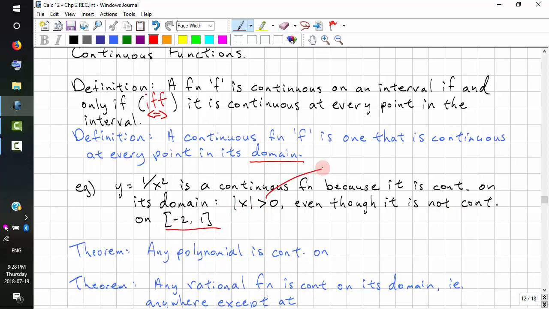Another way to write this is x does not equal 0, or you can write x is less than 0 or x is greater than 0. Okay, so you have this condition or you have that condition. This interval includes 0, so that's why it's not part of the domain. This can also be written as this.